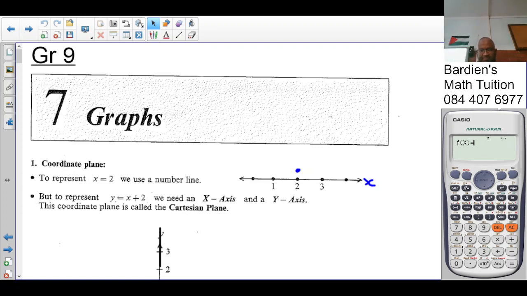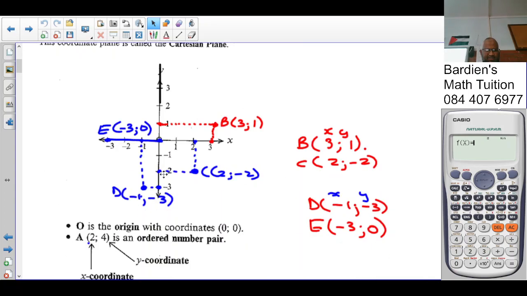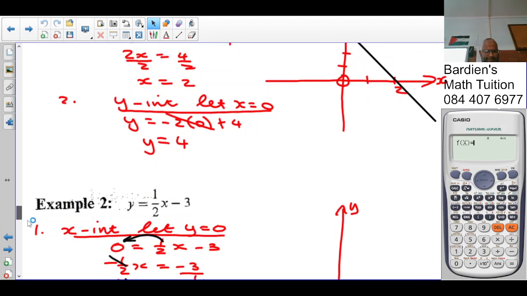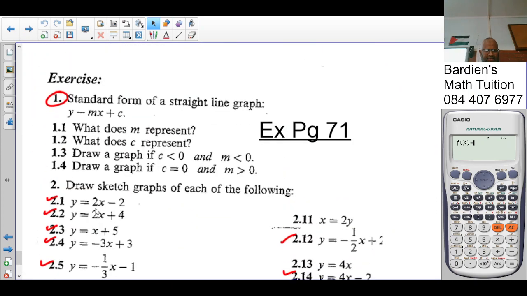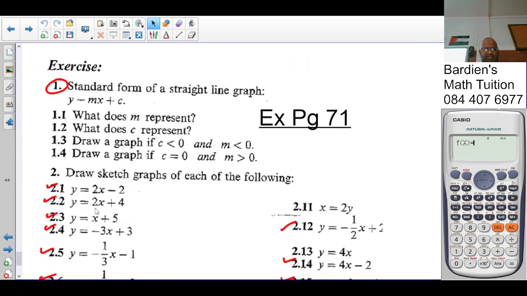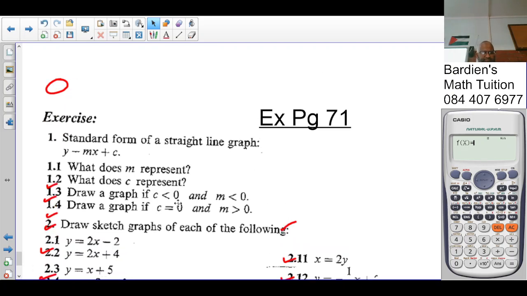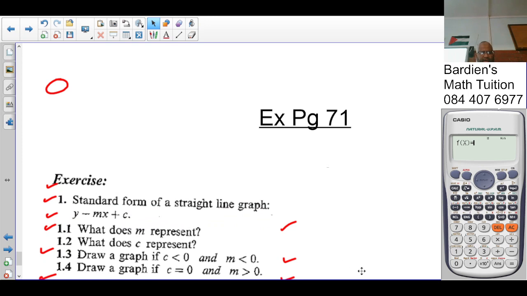So let's go. At this point we're busy with graphs, not so? Yes, sir. Let me just open your textbook. It's grade 9. We're still doing the homework, did I give you homework? Yes. Okay. Those were the lists I gave you on the exercise on page 71. So just looking here for number 1.